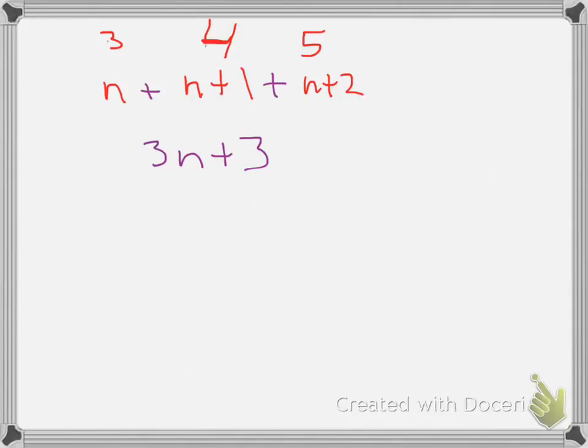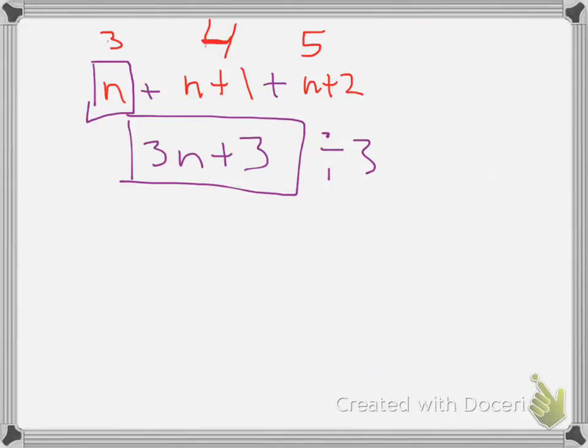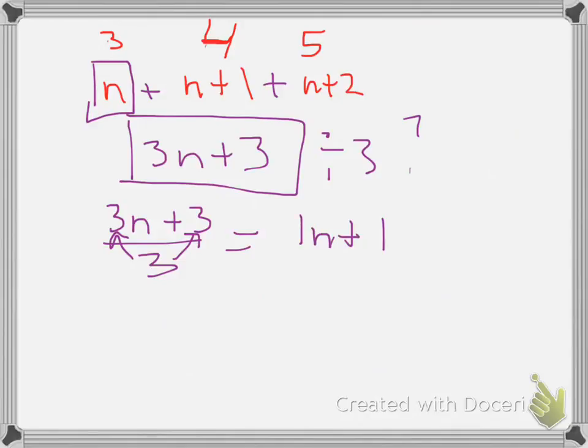And we said we think it's divisible by 3. So can I take this and divide it by 3 and still have a whole number? Remember, n is a whole number here, and so we're always going to start with that. So let's try it. That's our question here. So if I divide by 3, 3n plus 3 divided by 3, well, I divide 3 into here and into here, and I get 1n plus 1, which is the same as n plus 1.